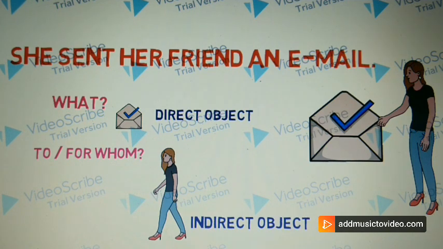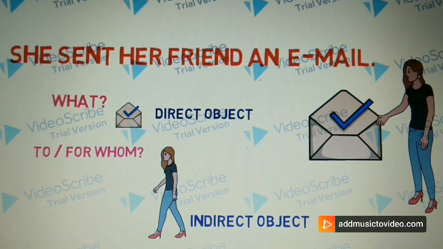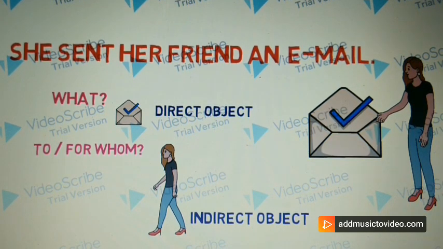Isn't it easy to figure out? An indirect object is somebody that receives the direct object. It is somebody that the action is done for. So friends, that was the end of this video. Hope you have learned the difference between a direct and an indirect object.